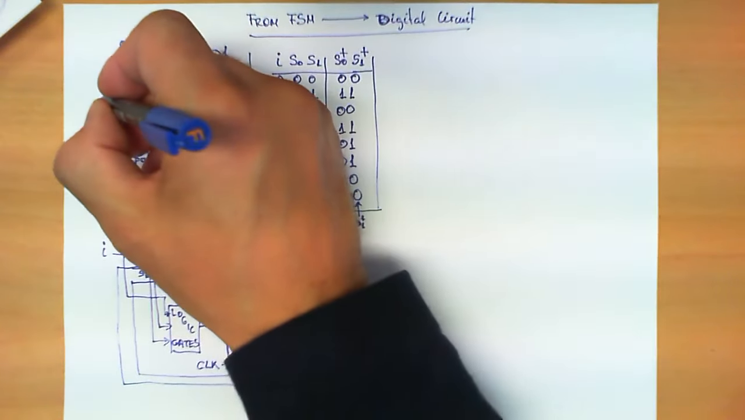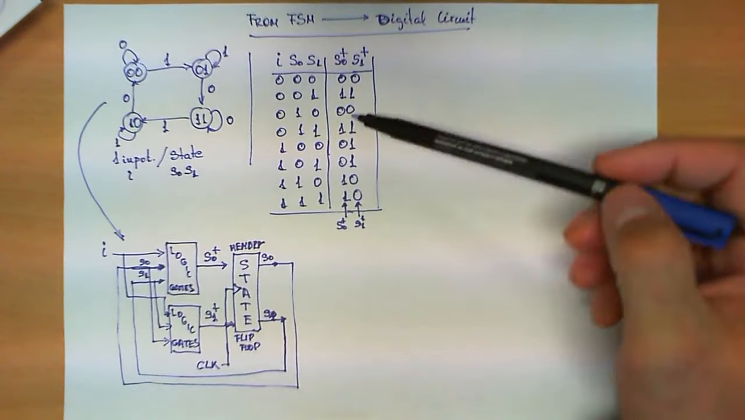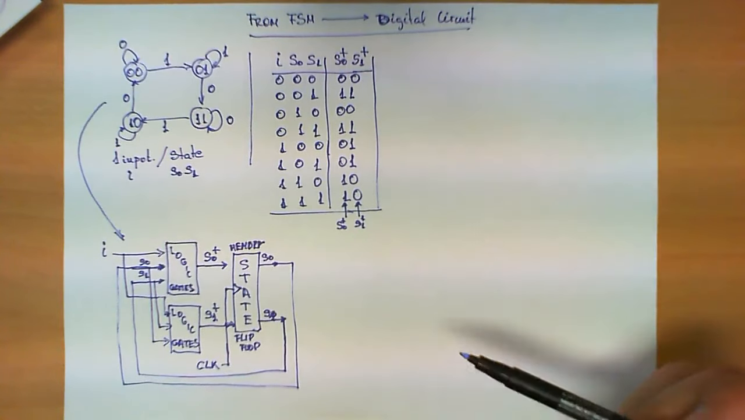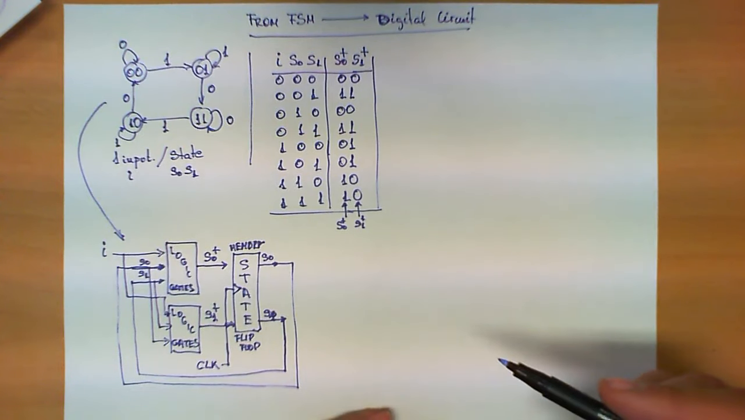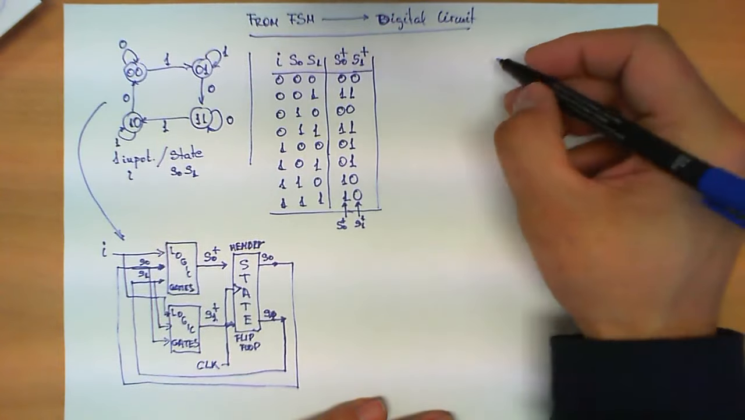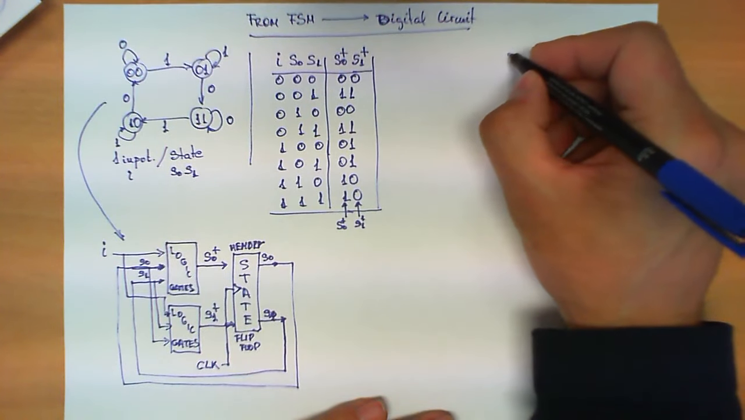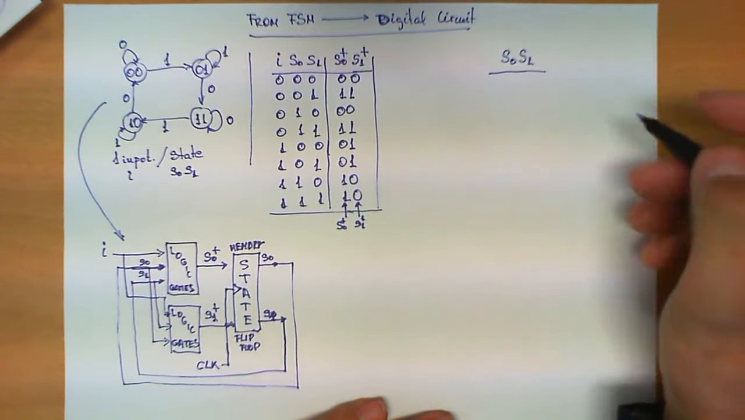So we have seen the transition from this diagram to a circuit, but of course we need to implement with gates these two columns over here. Now suppose that we need to implement also some values for certain outputs, and let's suppose that the outputs of the circuit are only dependent on the state variables.